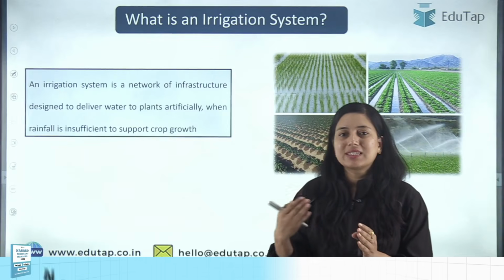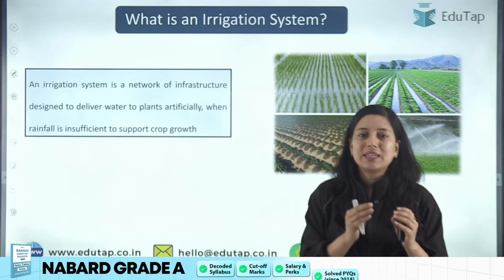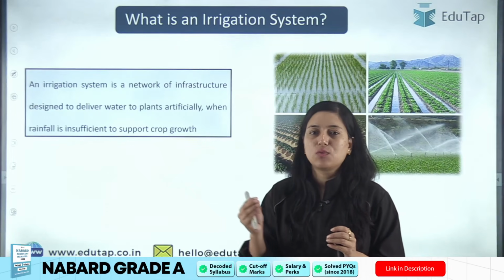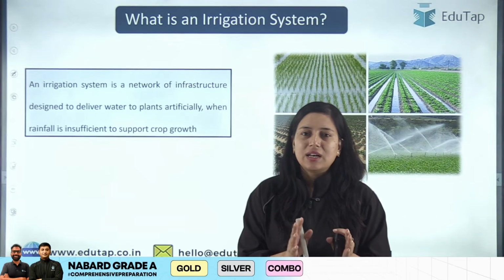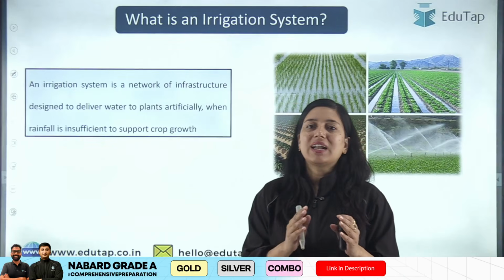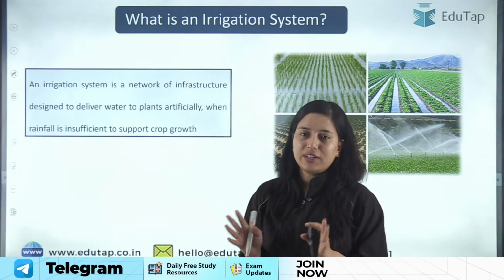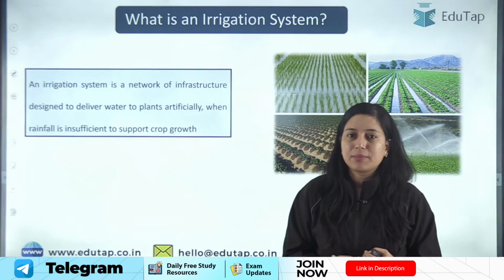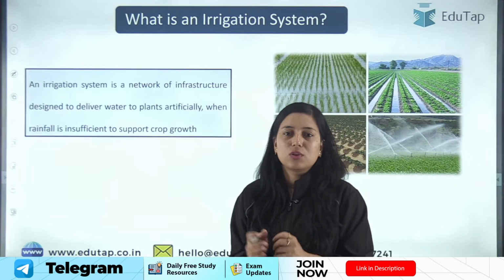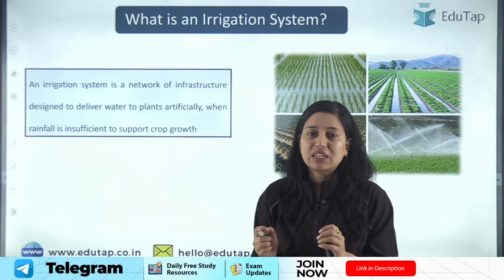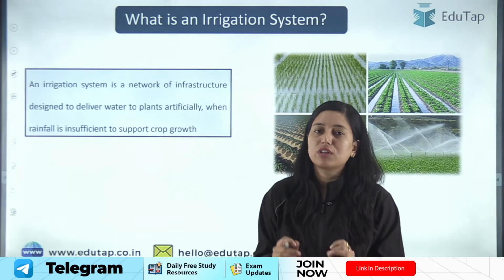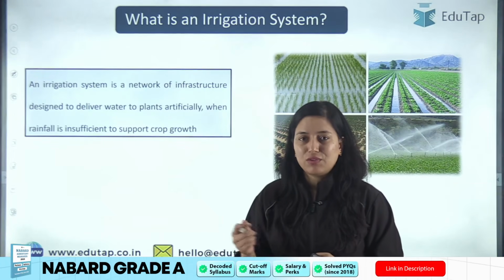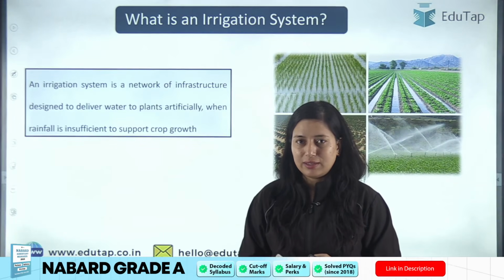Before understanding what is irrigation system, we should know the meaning of irrigation. So what is irrigation? Irrigation is the process of application of water to the field. It is just a simple process where we are artificially applying water to the field. Now why are we applying water to the field? Why is this irrigation done? Because crops need water for growth and development, and it might be a condition that soil does not have enough water to meet crop demand. So in that case, what we do is irrigation. We apply water artificially to the field.